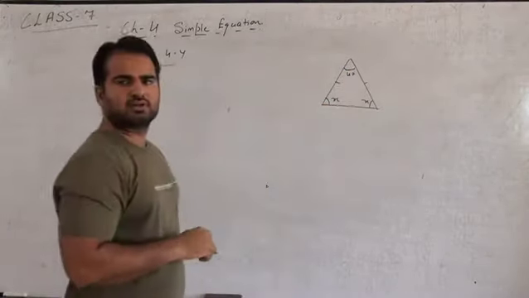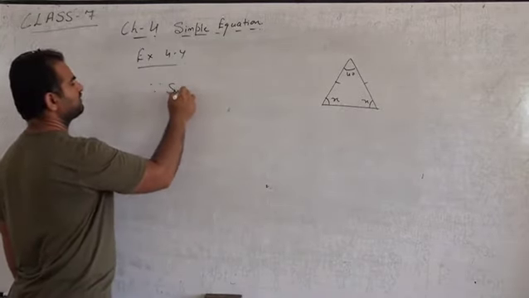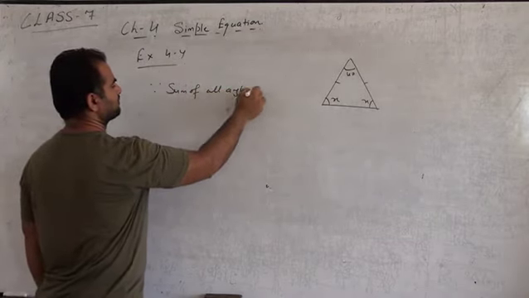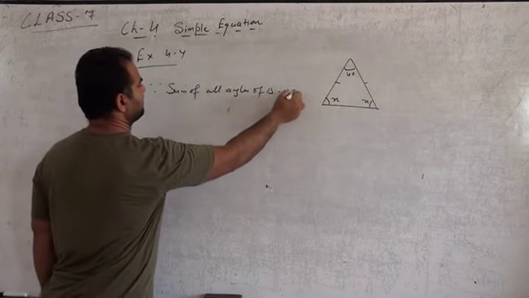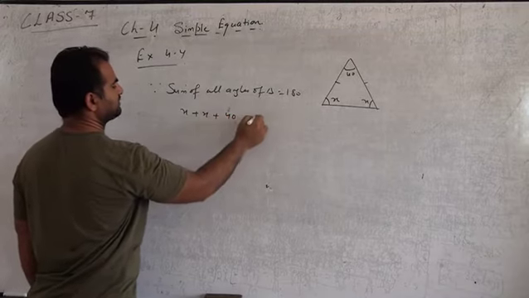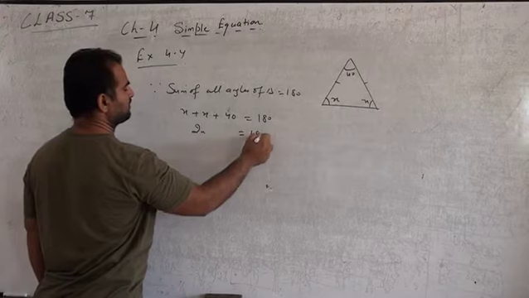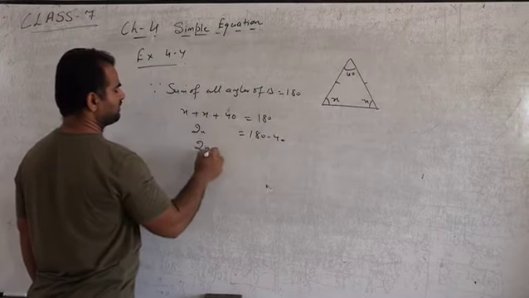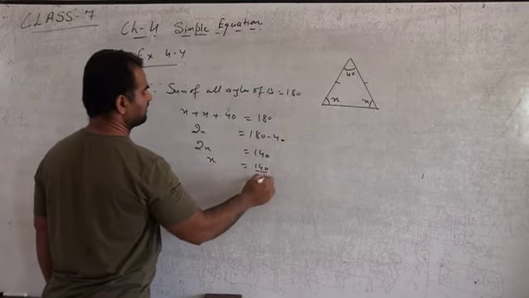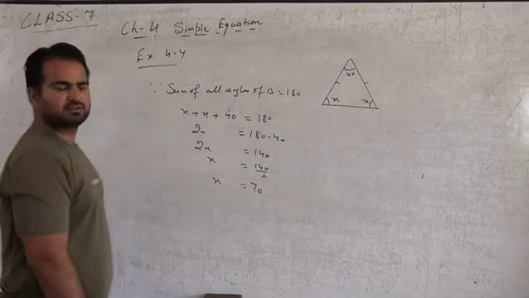Done. So what we have to do is, since the sum of all angles of a triangle equals 180, so 2x plus 40 equals 180. 2x equals 180 minus 40. 2x equals 140. x is equal to 140 upon 2. x will be 70. So our final answer.